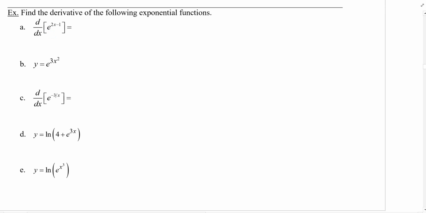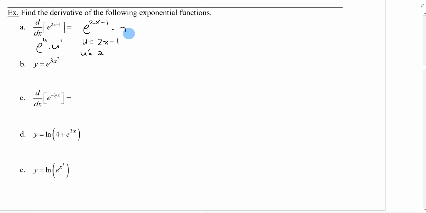The derivative of e to the 2x minus 1. According to the derivative rule, e to the u times u prime. I'm going to do like the previous video. Label your u. What's the derivative of u? It's 2. So the derivative of e to the 2x minus 1 is e to the 2x minus 1 times 2. And you're done.